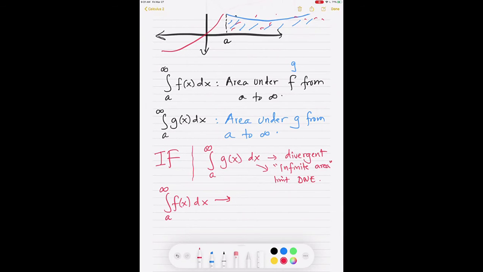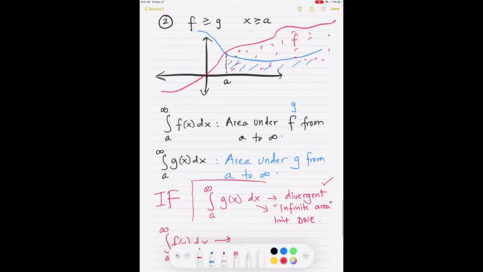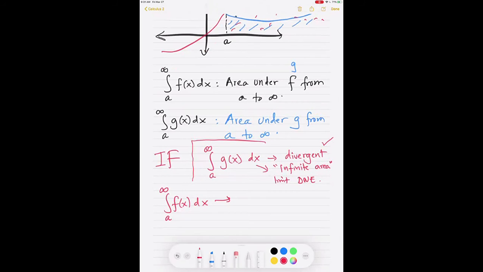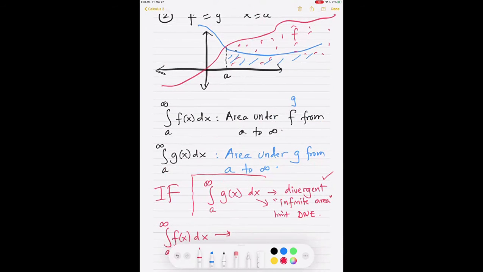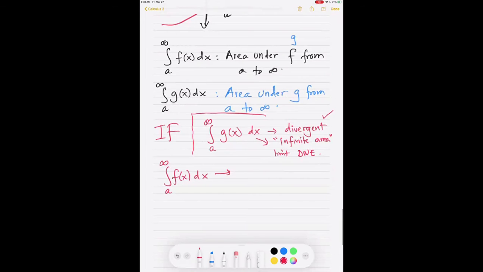If integral a to infinity g of x dx is divergent, which means it has got infinite area under this blue thing, then what can you say about the red area, which is under the red curve? So what can you say about that? And that's going to be very good.